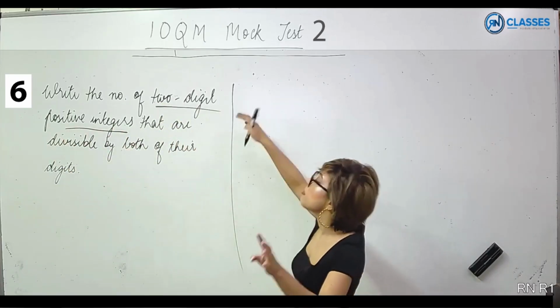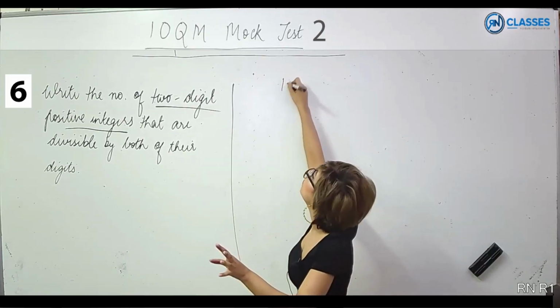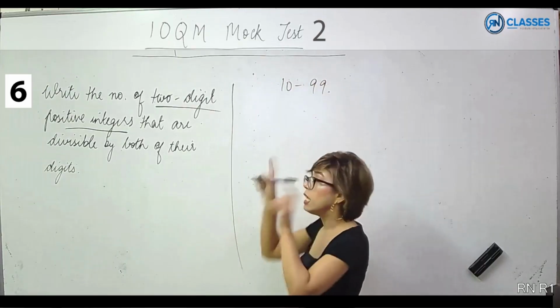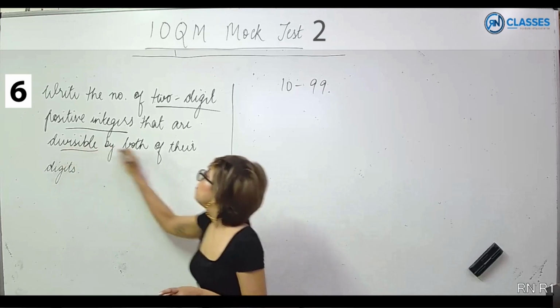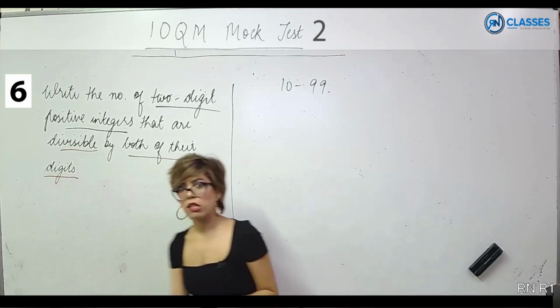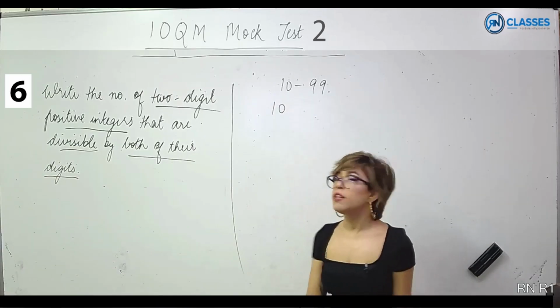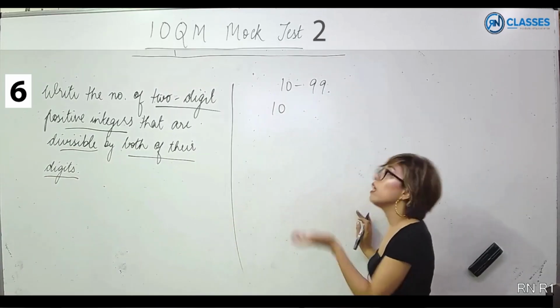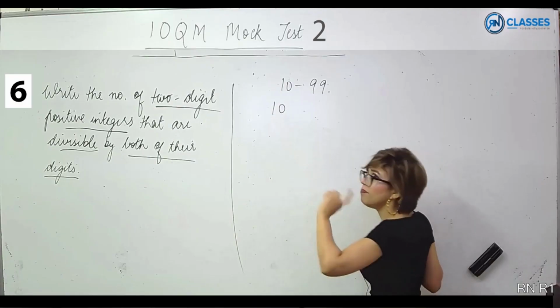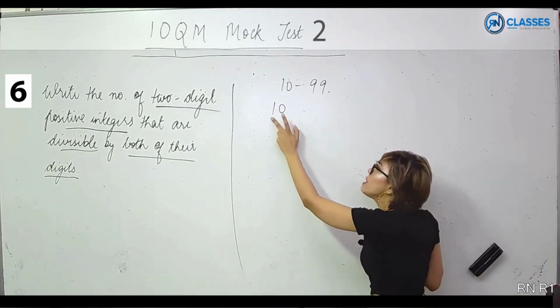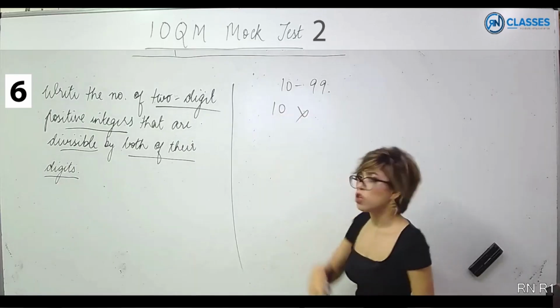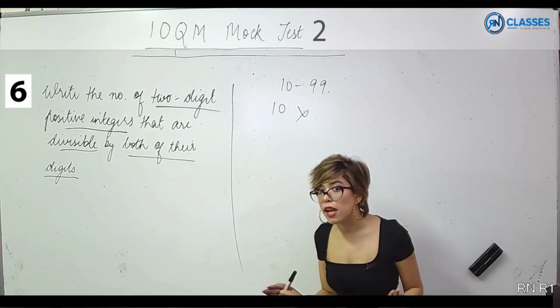Now he says write the number of two-digit possibilities. Two-digit possibilities. So that means I need to consider only from 10 to 99. But there's a condition that it is divisible by both of its digits. So let me just consider the first of which is, now the digits are 1 and 0 obviously. Now let me see whether 10 is divisible by 1, obviously. Then 10 divisible by 0, not a chance. So that means I will not consider 10.